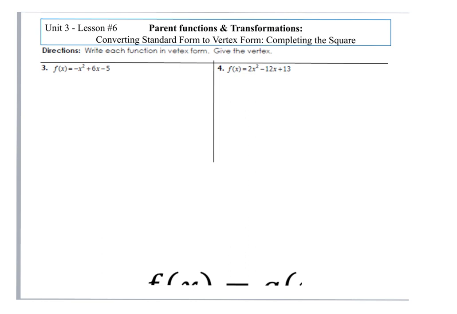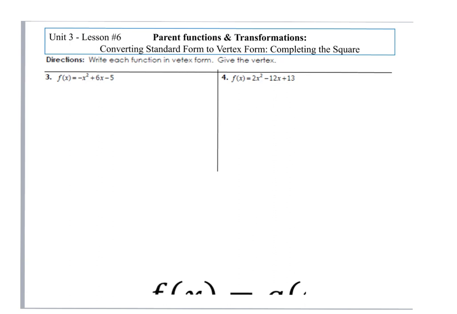Okay, number 3, our example is f of x equals negative x squared plus 6x minus 5. Okay, my steps don't change. First thing we're going to do is make a grouping out of our first two terms. So we're going to put in parentheses negative x squared plus 6x, close it, and we kicked out the constant. Minus 5's on the outside. Poor guy.